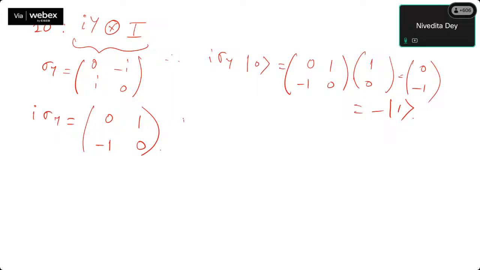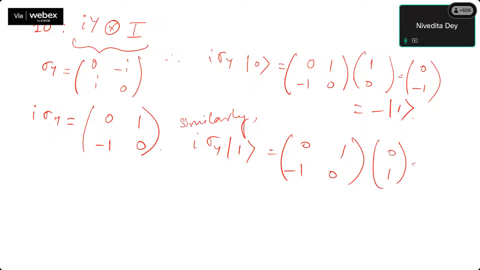And similarly, i sigma Y on ket 1 will be [0, 1; minus 1, 0] times [0, 1]. So this is 0 into 0 plus 1 into 1, that is 1. And this is minus 1 into 0, that is 0, plus 0 into 1, that is 0. So this is your ket 0. Okay. So these are the two operations.